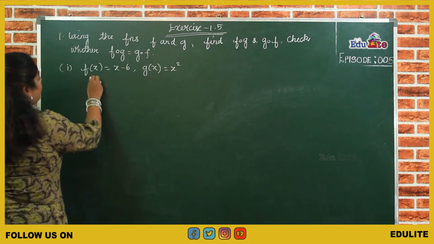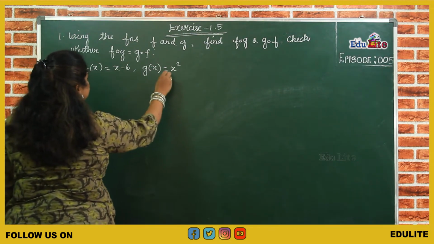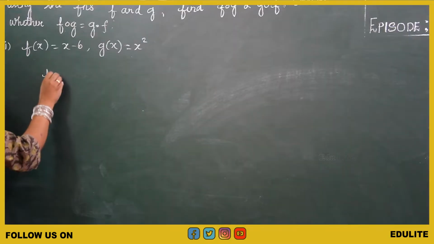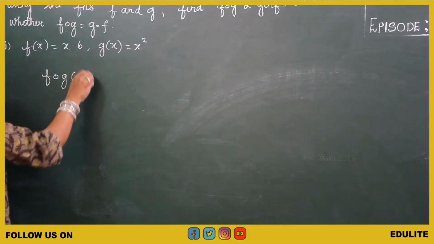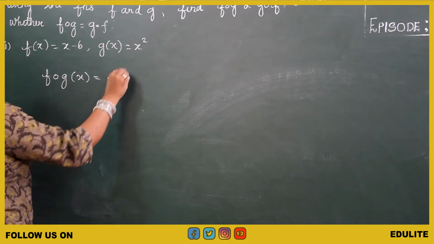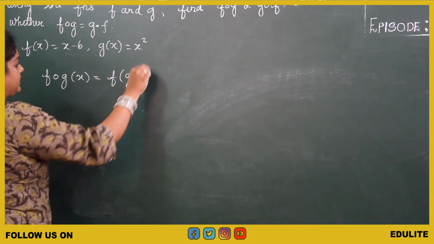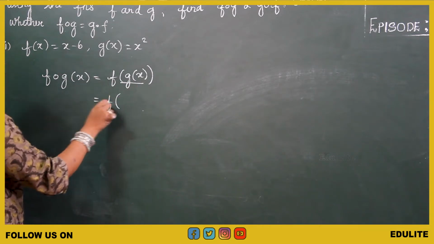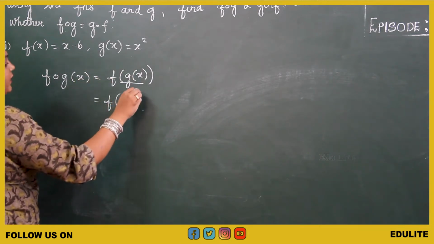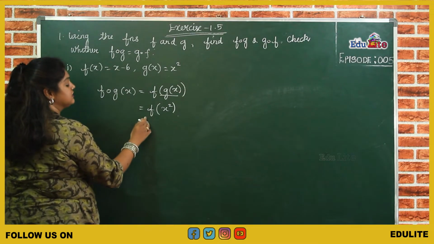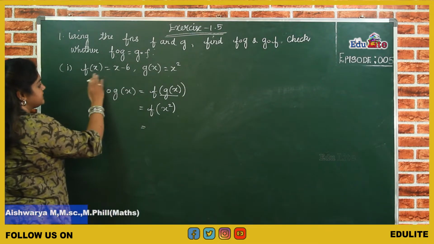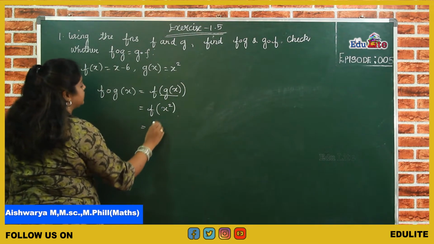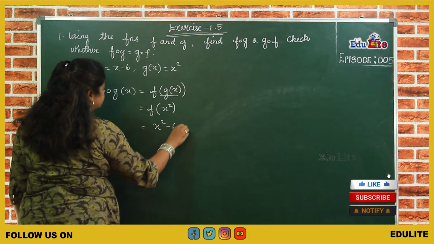So, in the first problem, f of x is given as x minus 6 and g of x is given as x squared. First, we will do f composite g of x, which should be written as f of g of x. First, what we have to do? We have to substitute the value g of x in the given area. g of x is x squared. Now, we have to use the function f of x. f of x is given as x minus 6. In place of x, we have to substitute this value. So, it will become x squared minus 6.